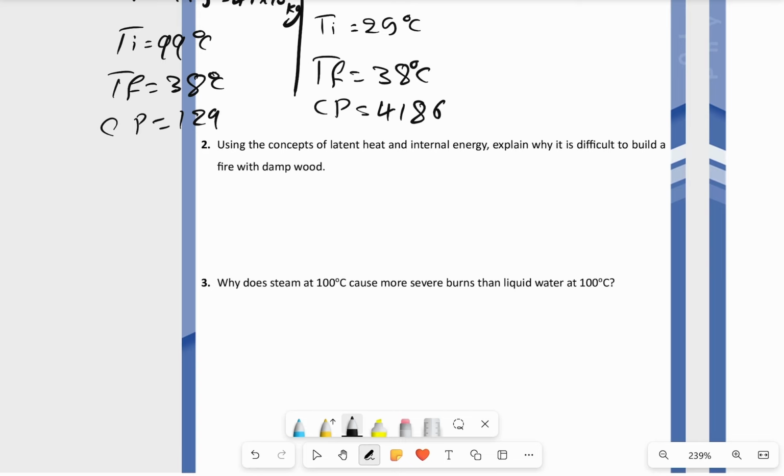So you can answer the question by just saying that because steam has more potential energy, that is why it causes more severe burns. When your skin is exposed to steam, this potential energy, which is really high in steam, is going to be released as heat. That is why it's going to cause more burns.